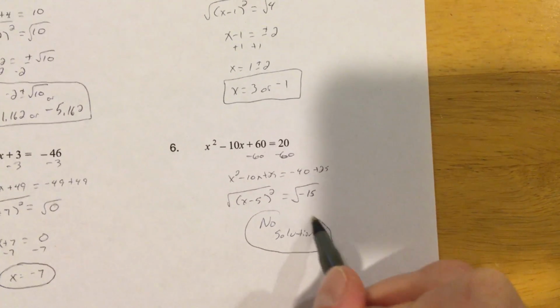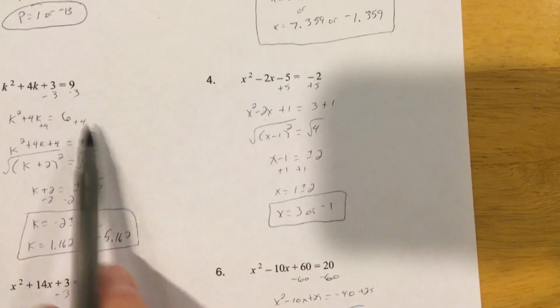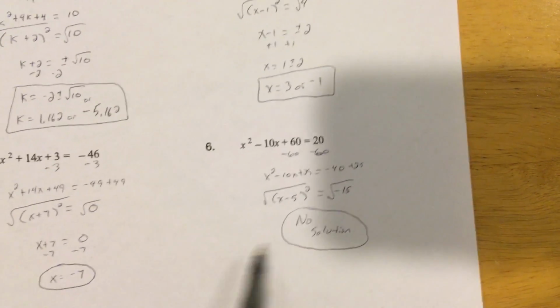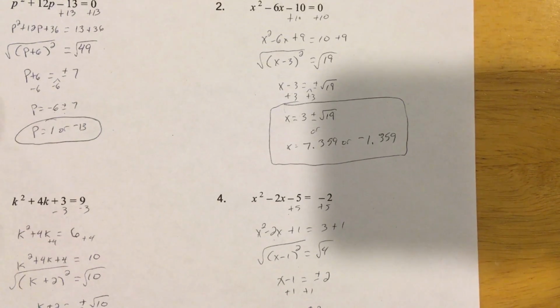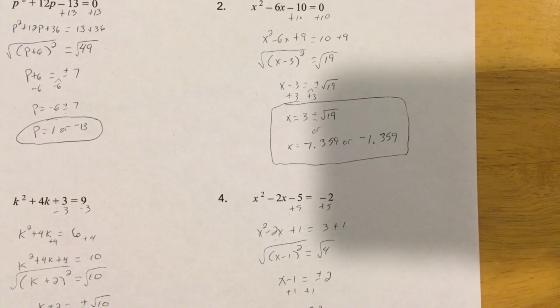So sometimes, most of the time, we're going to get 2 answers, like we did up here. Sometimes you might get 1 answer. Sometimes you might get none. It just kind of depends on the situation as you go. But the steps are all the same. We did the same thing on each and every one of those.